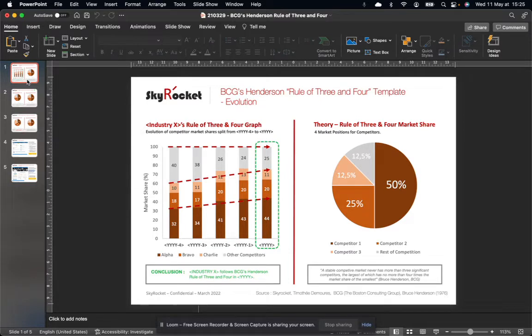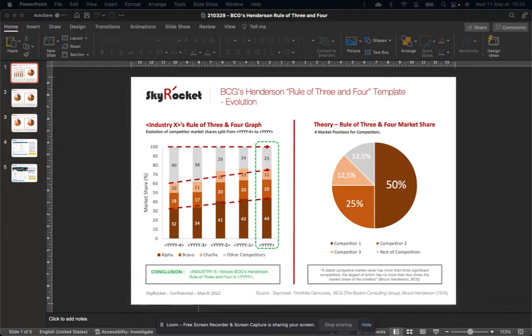So today we're going to have a look at a historic and quite popular framework called BCG's Henderson Rule of 3 and 4. It is a framework that was created by Bruce Henderson, the founder of the Boston Consulting Group, which most of you know. His framework stems from an article he published back in 1976 called Business Unit Strategy Growth, Rule 3 and 4. You can find the original article on BCG's website.